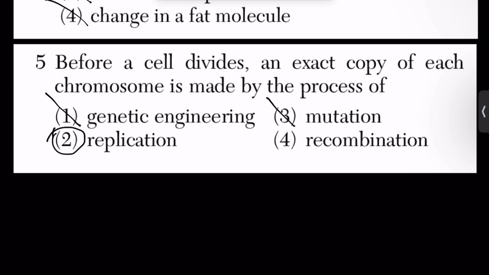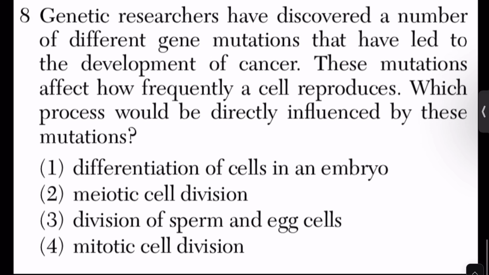And finally, we have recombination, which is not the copying of chromosomes. That's something else entirely, which we'll discuss in a later video. So our answer would be 2. And then we have one last question here. This is number 8. Genetic researchers have discovered a number of different gene mutations that have led to the development of cancer. These mutations affect how frequently a cell reproduces. Which process would be most directly influenced by these mutations?